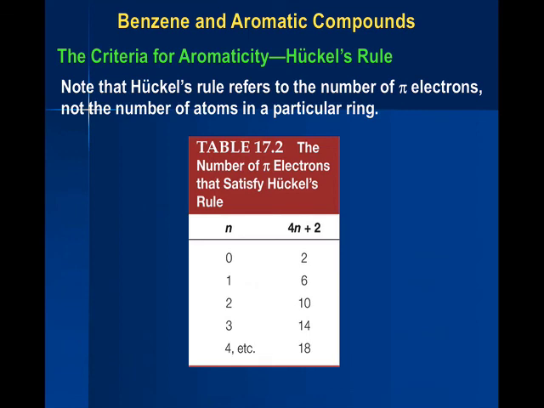This has some practicality. This table that I took from another textbook shows that n has to be 0, 1, 2, 3, etc. That gives you that you have to have 2 electrons, 6, 10, 14, 18, and so on and so forth. So we can have a lot of electrons in an aromatic system. How might we get an aromatic molecule that only has 2 pi electrons? Can anybody think of a way that we can do that?